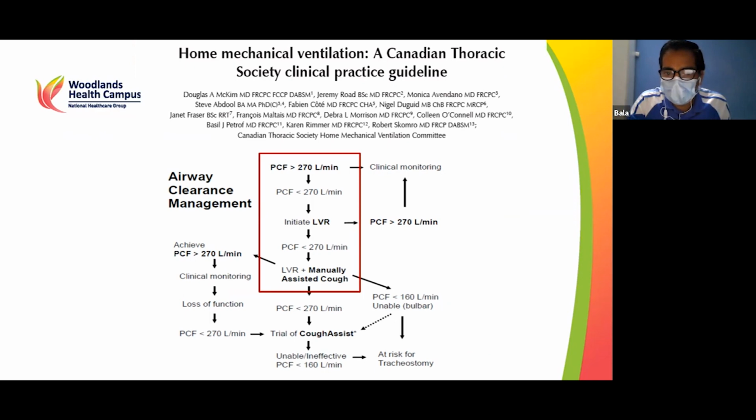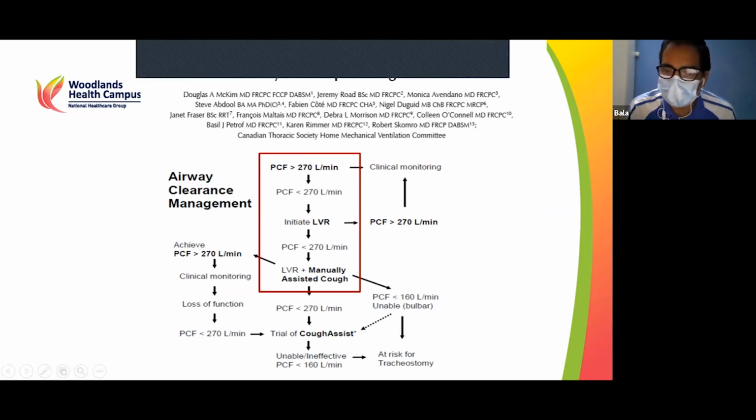If peak cough flow is less than 270 liters per minute, that's where whatever assessment you have done will kick in. If you think it is because the inspiratory muscles are weak, then they ask you to initiate LVR, lung volume recruitment, or breath stacking, which we will be talking about in detail later. If the peak cough flow is still low, then you initiate manually assisted cough, which we'll also talk about later. But with initiation of LVR, if you achieve greater than 270 liters per minute, then you again go for clinical monitoring. So even with LVR and manually assisted cough, if the peak cough flow is less than 270 liters per minute, then you go for cough assist.